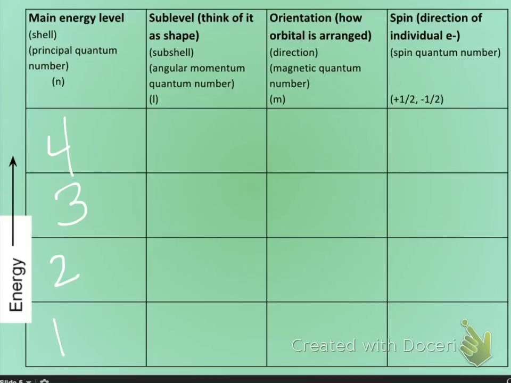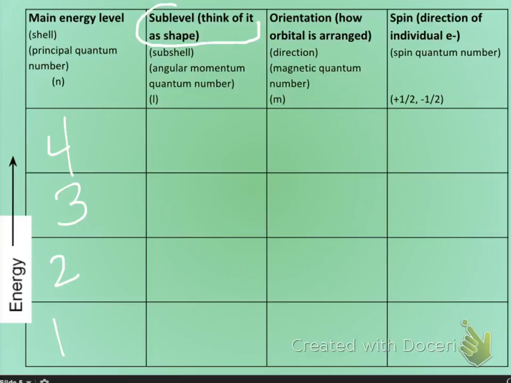So we start off with the next level of identification as being the subshell. We can tell you what main level you're on, and we can tell you what subshell you're in. The easiest way to think about a subshell is shape, because each subshell has a different shape.